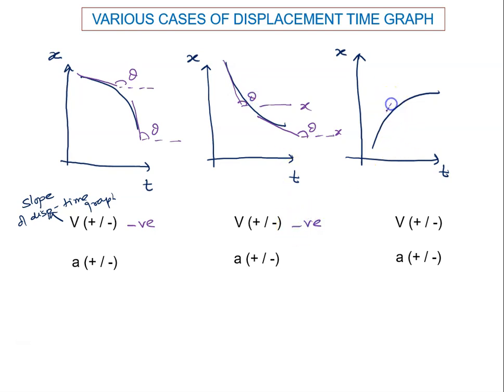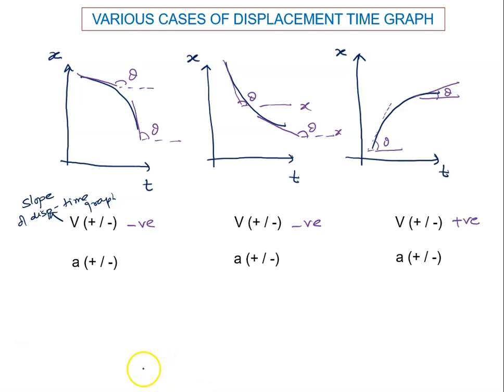In this situation, if you draw the slope like this, the slope means tangent. Again you will see the theta. This theta is acute. So when theta is acute, slope is known as positive. So here the velocity is positive. Now I will explain regarding the acceleration, whether acceleration is positive or negative.